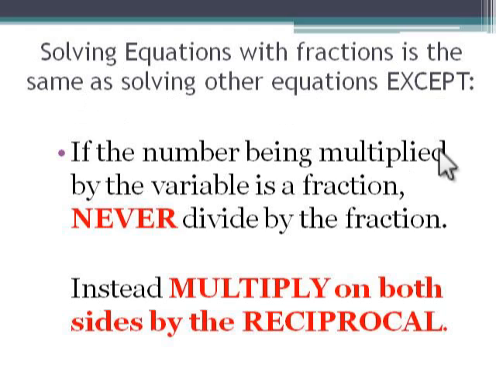Now, I said there was an exception. The exception is we don't divide fractions. So if we have an equation that's being multiplied, our inverse normally would be divide. But instead, since we don't divide fractions, we would multiply by the reciprocal instead. So let's look at that.